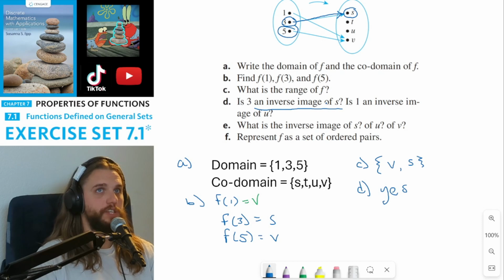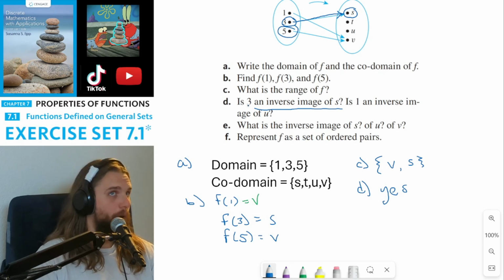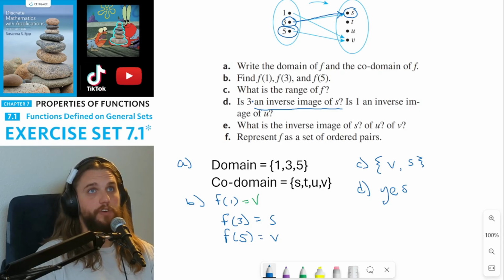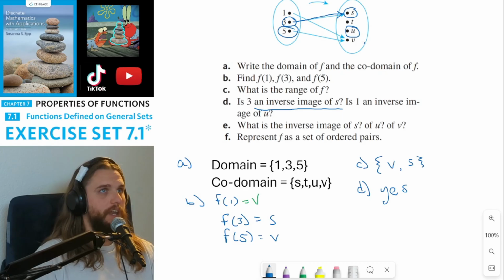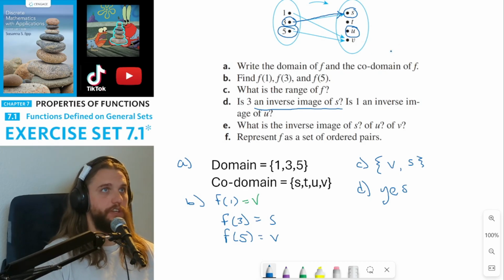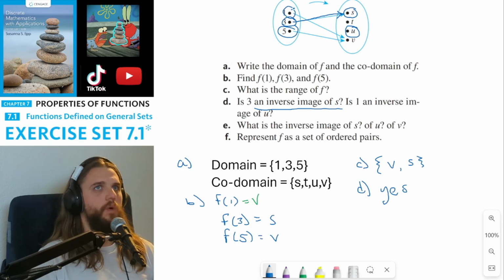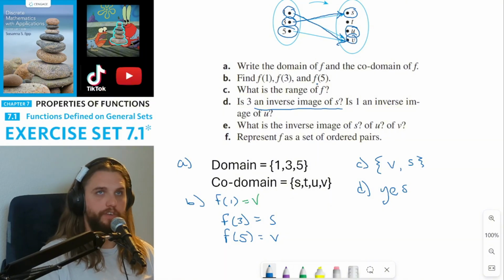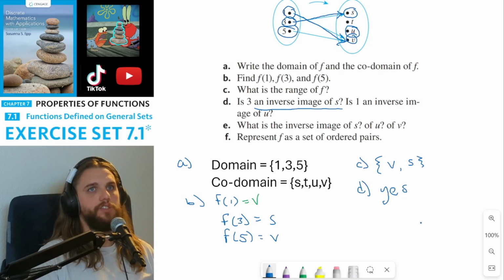3 is an inverse image of S because the output corresponding to the input 3 is S. Is 1 an inverse image of U? Well, U is not even an output of this function. It's in the codomain, but it's not an output of this function. And so to answer this question, what we're really asking is, if we plug in 1, do we get the letter U? But the answer is no. We actually get the letter V, not the letter U. And so the answer to the second part of this question is no.